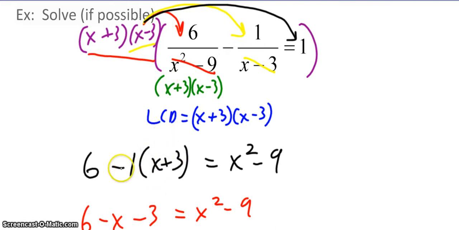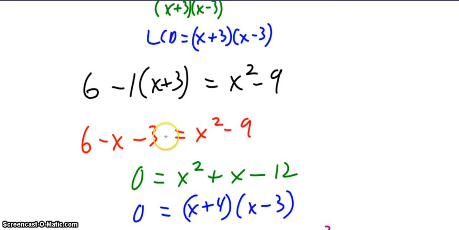It's really important that I recognize that minus sign is on the -1, and that's going to get multiplied by this quantity x plus 3. If I don't recognize that, things are going to go wrong. And then when I multiply the least common denominator by 1, I end up with just x squared minus 9, or x plus 3 times x minus 3.